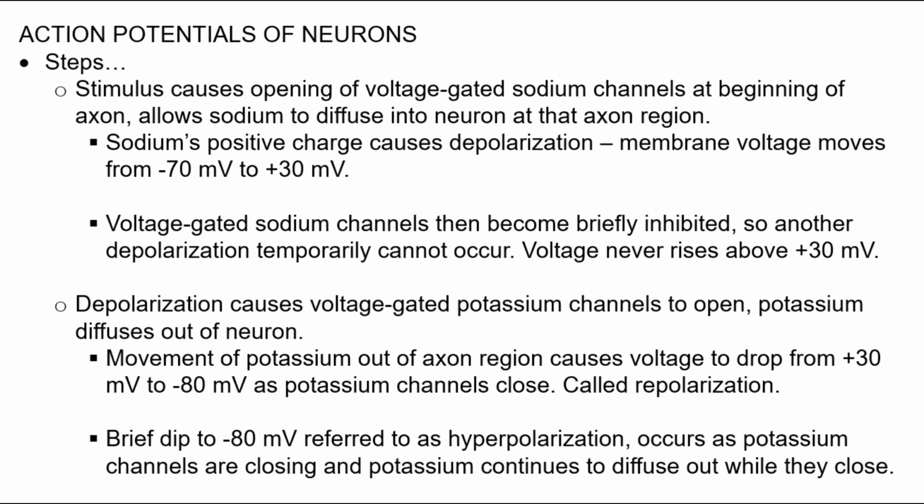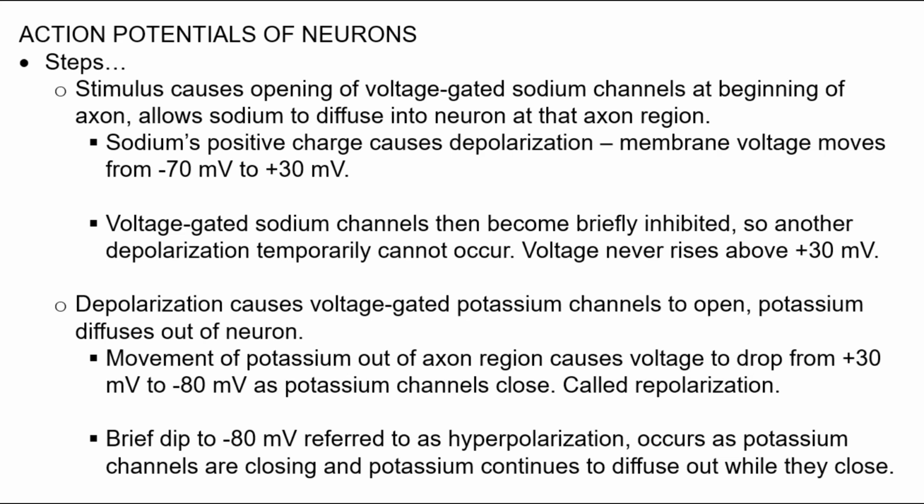A stimulus will cause the opening of voltage-gated sodium channels at the beginning of the axon near the neuron soma, allowing sodium to diffuse into the neuron axon at that region. Sodium creates a depolarization and the membrane voltage moves from minus 70 millivolts, which is at rest, to a maximum of plus 30 millivolts. Voltage-gated sodium channels become briefly inhibited after that, so for a brief time, another depolarization cannot occur. During the depolarization, the sodium channels close before the axon region can exceed plus 30 millivolts.